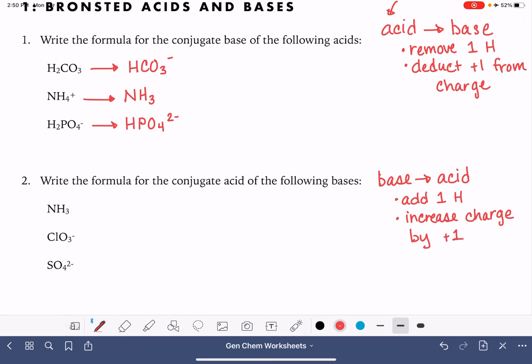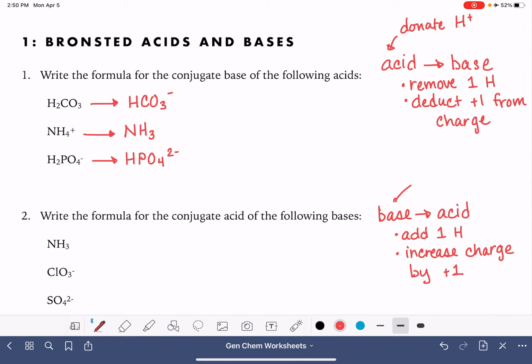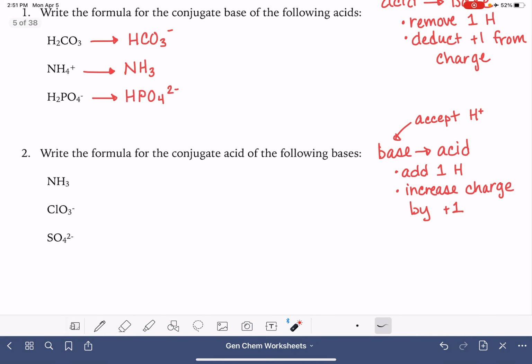And the reason for both of these things is because by definition, the base is the substance that took or accepted the donated H+. So this is what accepts the H+, so that means that we are going to be increasing the number of hydrogens by 1, and we're also going to be increasing the charge by 1 as well.